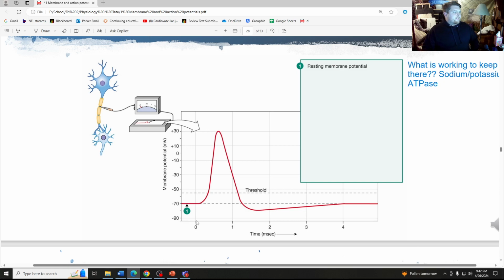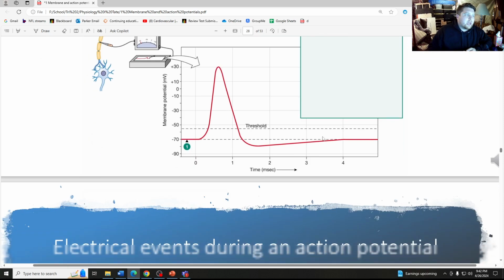Just because if you look at a graph and you see it's at negative 70, immediately you can know, okay, we're talking about a nerve cell. If you see that it's at negative 90, okay, we're talking about a skeletal muscle cell. If it's at negative 60, okay, we're more likely talking about a smooth muscle cell. You can tell that just by looking at the graph.